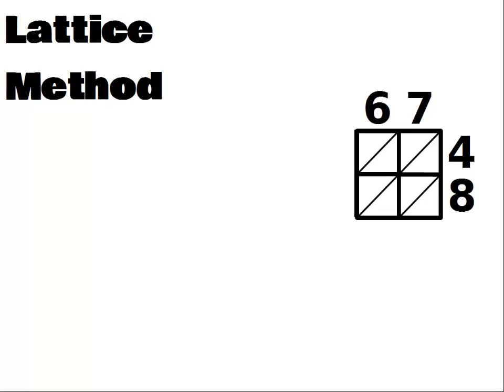Then for each of the boxes in my grid, we multiply those numbers. We write the tens digit of the answer in the upper section of the box and the ones digit in the lower section. So 6 times 4 is my first. So 6 times 4 is 24. Then we do 7 times 4. That's 28. Next we do 6 times 8. And that's 48. And then we do 7 times 8. And that's 56.